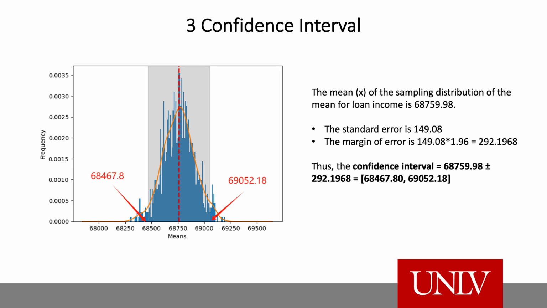That gives us a range from 68,467.80 to 69,052.18. This means we are 95% confident that the true average loan income for the population lies somewhere within this range. Again, this confidence comes from the method, not from a probability statement about the population mean itself.